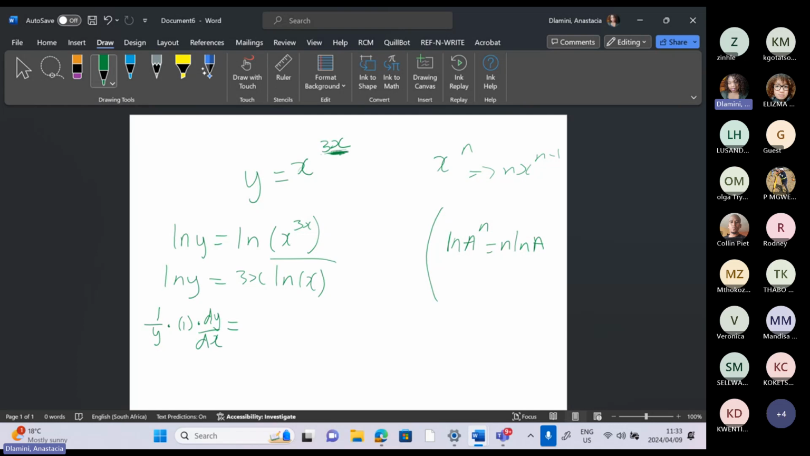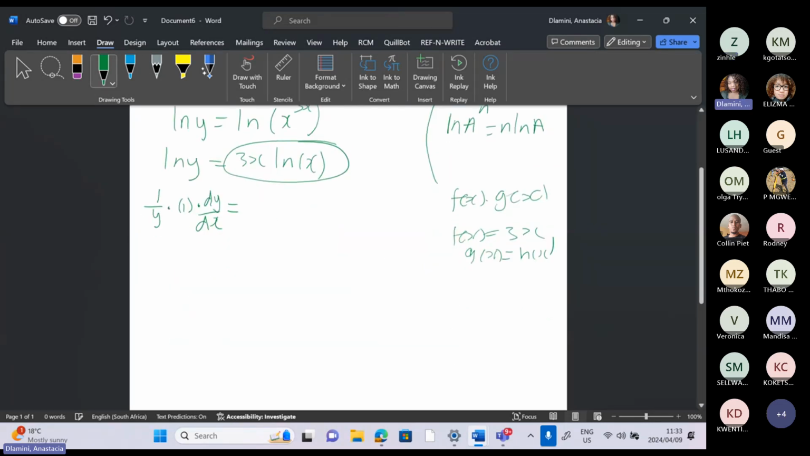Now here, how do we differentiate? What rule are we using there? We use the product rule. Thank you. Because it's the product of two functions, f of x times g of x, where f of x is equal to 3x and g of x is equal to what? ln of x.